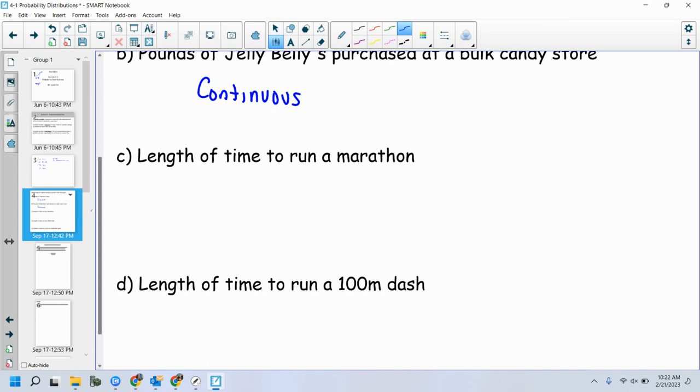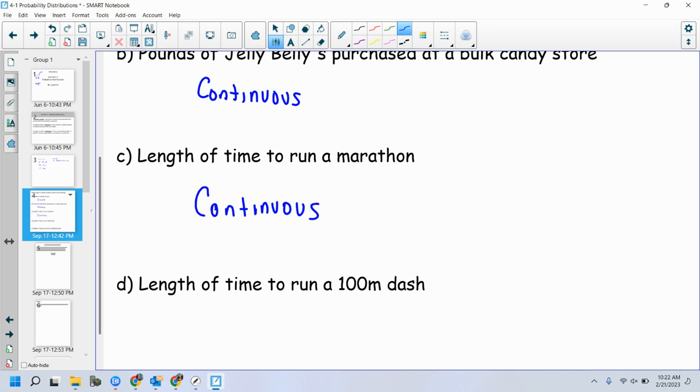Okay, whatever. Length of time to run a marathon. Continuous, right? Even though we may break it down in terms of minutes and seconds and probably round our answer to the number of seconds, what about dividing it into milliseconds? What about dividing it even further than that? Yeah, if you wanted to. And that's why it has continuity.